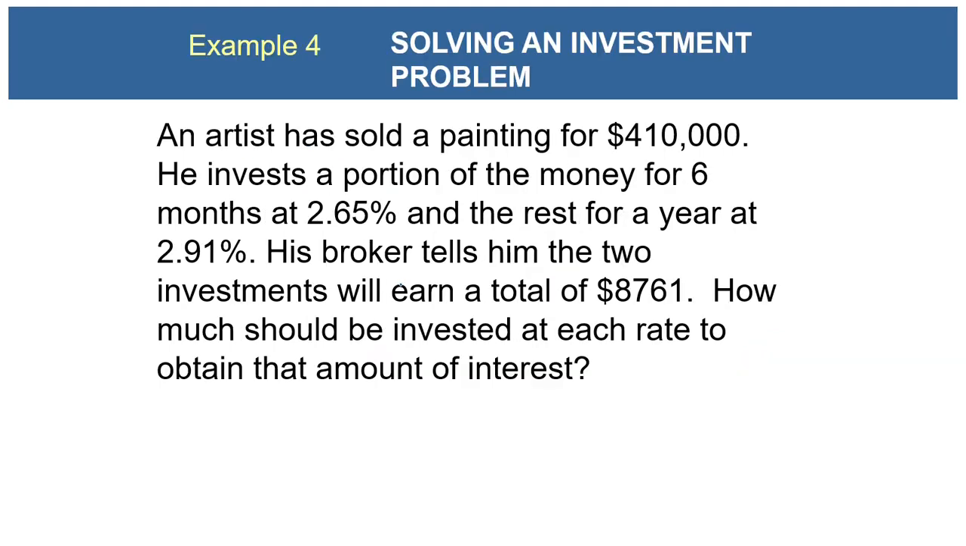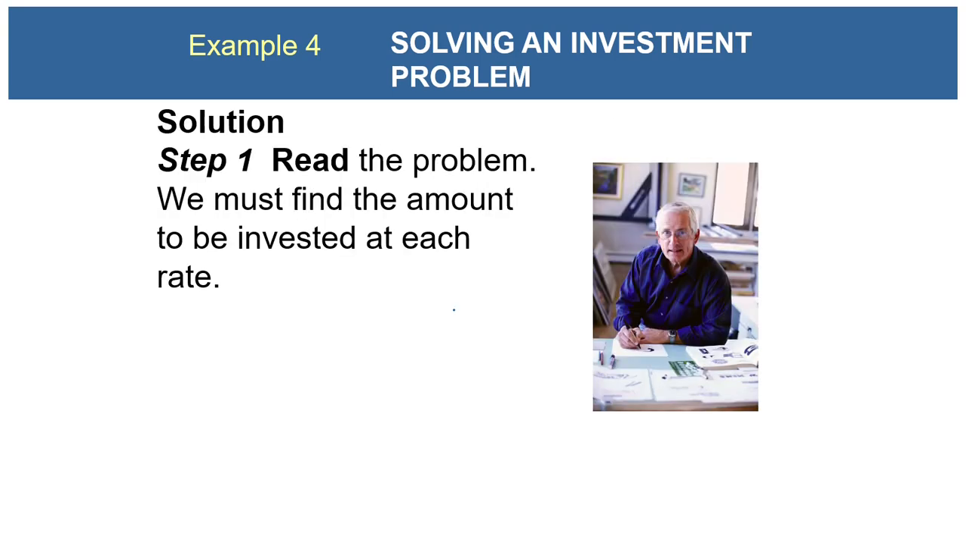Example 4. An artist has sold a painting for $410,000. He invests a portion of his money for 6 months at 2.65% and the rest for a year at 2.91%. His broker tells him the two investments will earn a total of $8,761. How much should be invested at each rate to obtain that amount of interest? We read the problem. We must find the amount to be invested at each rate.